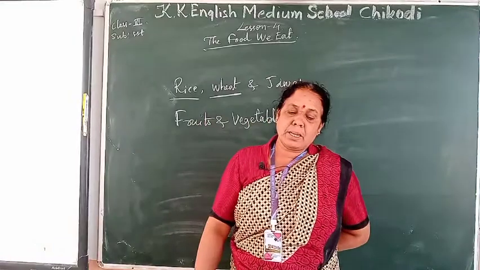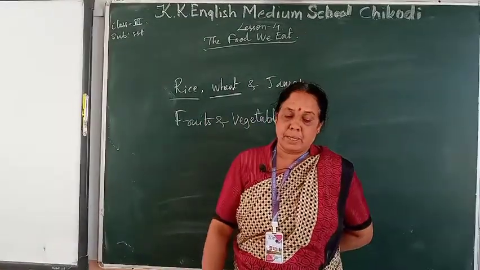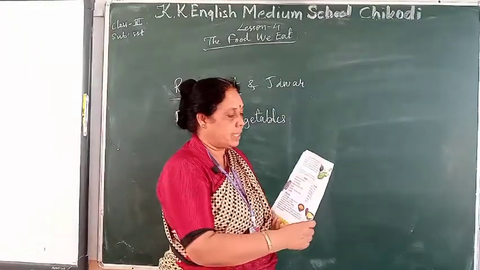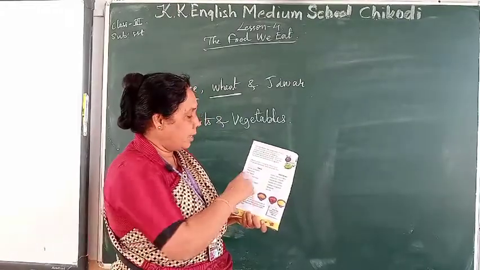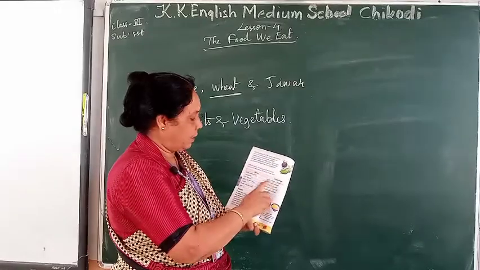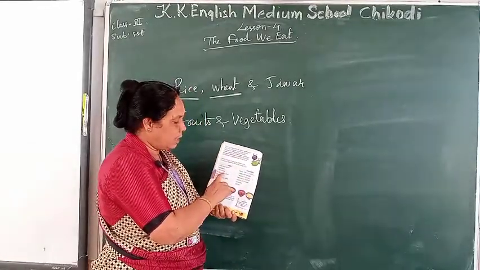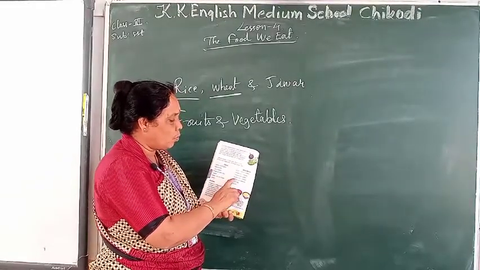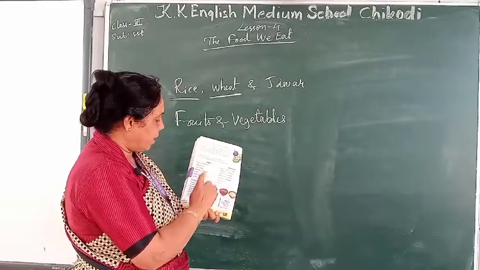Different places in India grow different kinds of fruits and vegetables. Some are shown here. If you open page number 250, you will see what type of fruits are grown in what places. In Jammu and Kashmir, apples, cherries, and strawberries are grown. In Maharashtra, oranges and mangoes are grown. In Uttar Pradesh, mangoes and guavas are available. In Kerala and Tamil Nadu, bananas and coconuts are famous. In Gujarat, papayas and bananas.